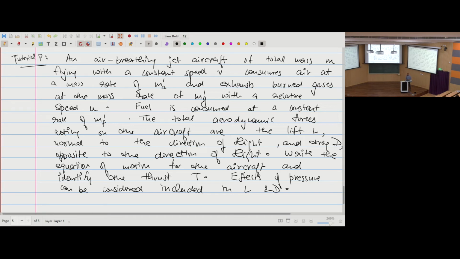So we have to write the equation of motion. So you have to write the external force is equal to dp by dt, where this dp by dt has to be written in terms of the mass flow rates here and the velocities v and u. Can I please ask you to try it yourself for a couple of minutes? I'll walk around and you can ask questions.